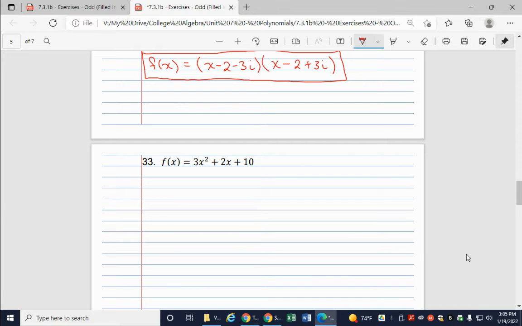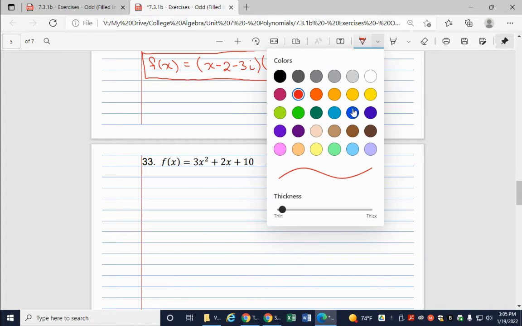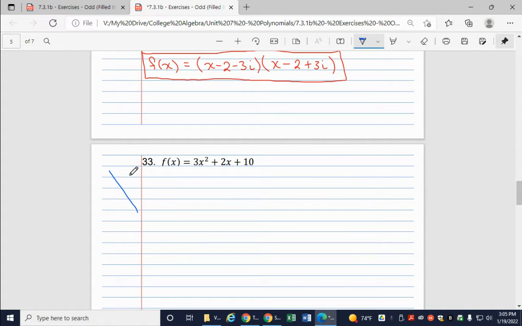33, again, I have a square. I love squares because squares are easier to work with, because I can just look to see, does it factor? If it doesn't factor, then quadratic formula. So the first thing I'm going to check is, does it factor? In order for it to factor, if I take the 3 and the 10 and multiply them together, I get 30. And then I want to get a 2 here.